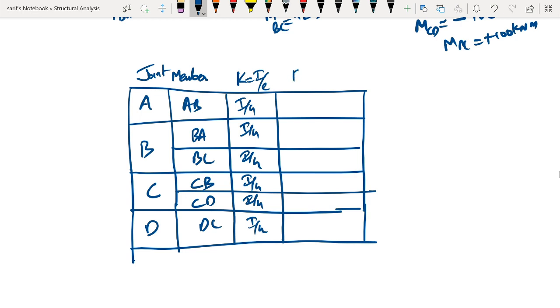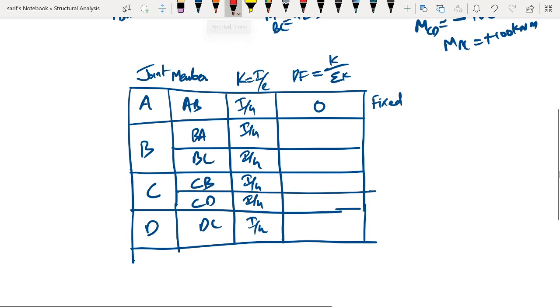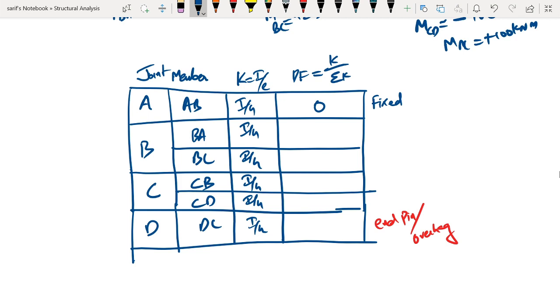And the next column will be the distribution factor. Distribution factor is equal to K divided by sigma K. So this is the equation for distribution factor, and we know that for the fixed end the distribution factor is 0, and for a pin end or an overhanging end, what we have to do is we have to take it as 1.